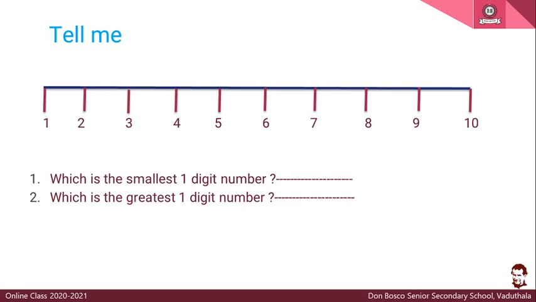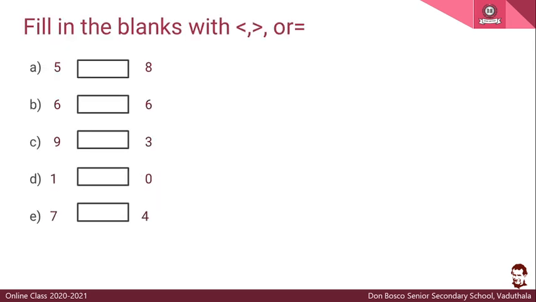So can you say which is the smallest one digit number? Yes, very good. The 1 is the smallest one digit number. And what is the greatest one digit number? Yes, very good. That is 10. So 10 is the greatest one digit number and 1 is the smallest one digit number. Now we go to fill in the blanks with greater than, less than or equal to symbol.